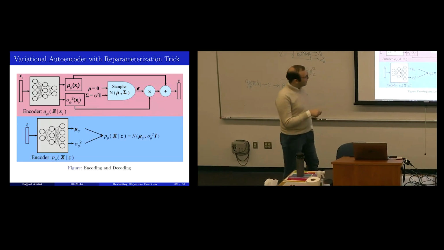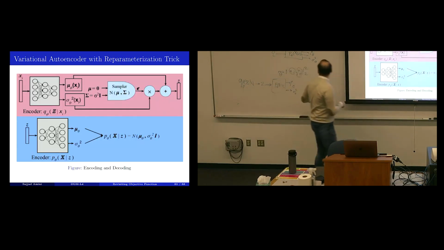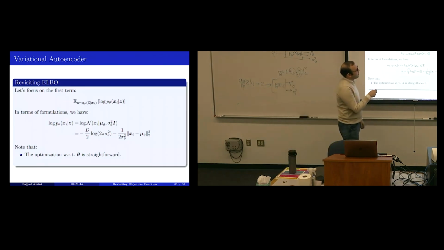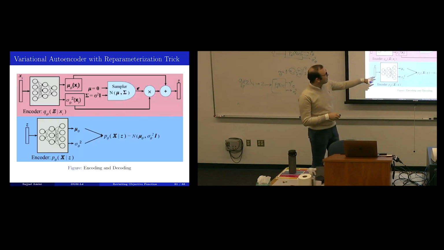Then you input z into the decoder part. The decoder part generates a mean and again a variance, and you have this normal distribution over the x. And what happened next? Then you write down this term, this expectation. This expectation is a function of both phi and theta, and you optimize with respect to both of them. And in this figure, you can easily see the backpropagation procedure.